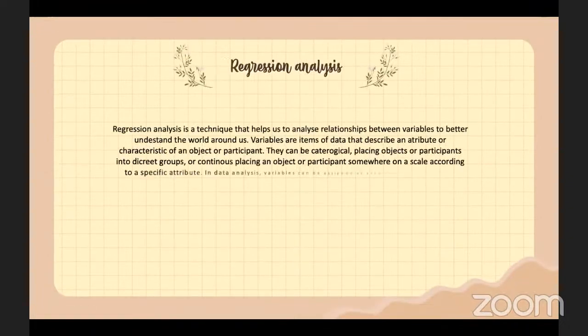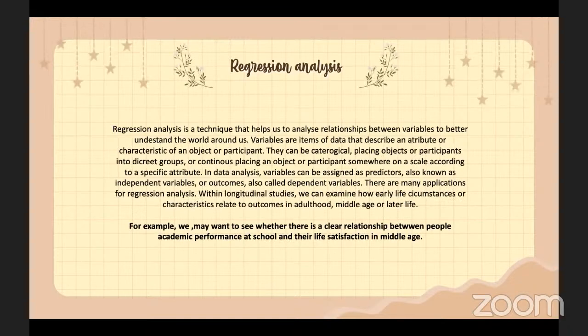Now we move on to regression analysis. Regression analysis is a technique that helps us to analyze relationships between variables to better understand the world around us. Variables are items of data that describe an attribute or characteristic of an object or participant. They can be categorical, placing objects or participants into discrete groups, or continuous, placing an object or participant somewhere on a scale according to a specific attribute.